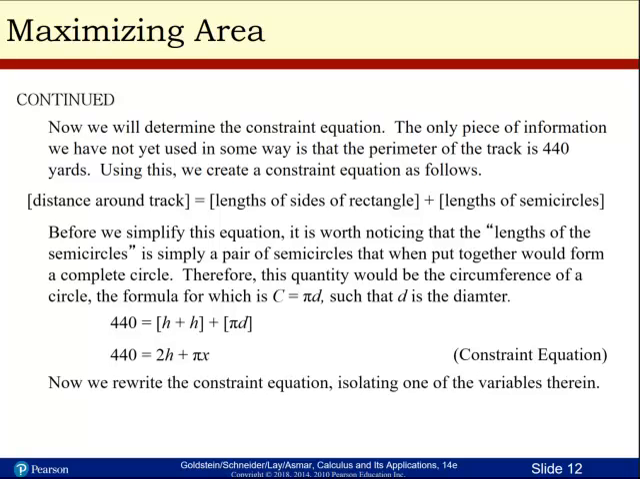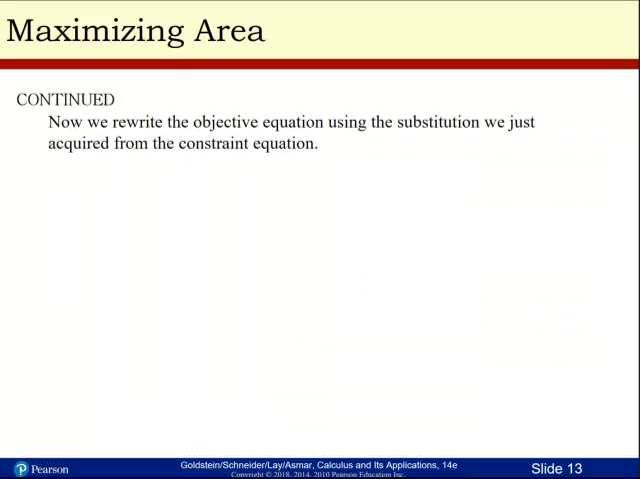That's our constraint equation. Now we're going to rewrite the constraint equation isolating one of the variables. We do whichever one we think would be the easiest. So we look at this and say, I think it'd be easiest to make it read h equals. So that's what we do, and we have h equals 220 minus pi x over 2.